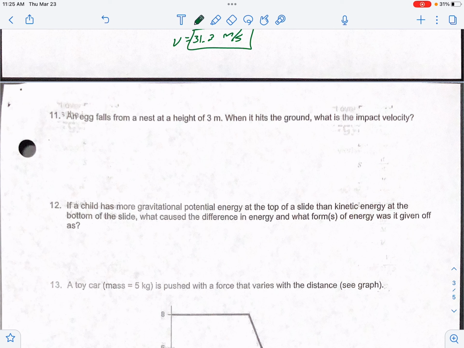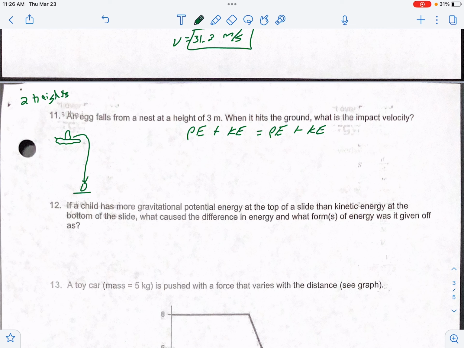Now, number 11, it says an egg falls from a nest at a height of 3 meters. What is the impact velocity when it hits the ground? Now we have an object that was sitting in a nest and then it actually fell to the ground. So now we actually have two heights, or two positions. So now this is when we can do the whole PE plus KE equals PE plus KE. So I'm going to draw a poor nest, sitting on a branch and then an egg in there. So this egg is just sitting in the nest, and then for some reason it falls out and it's going to hit the ground, 3 meters down.